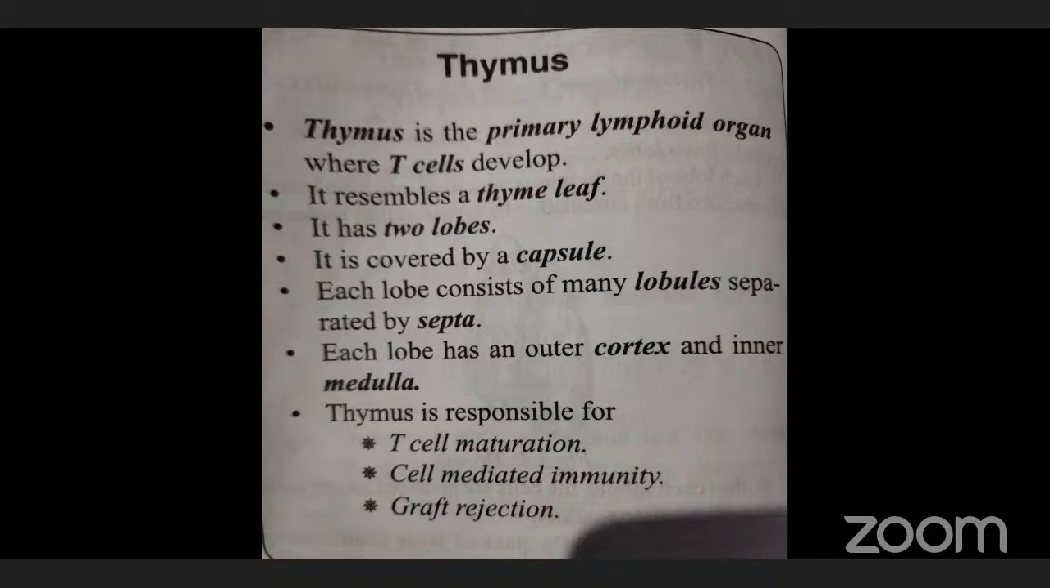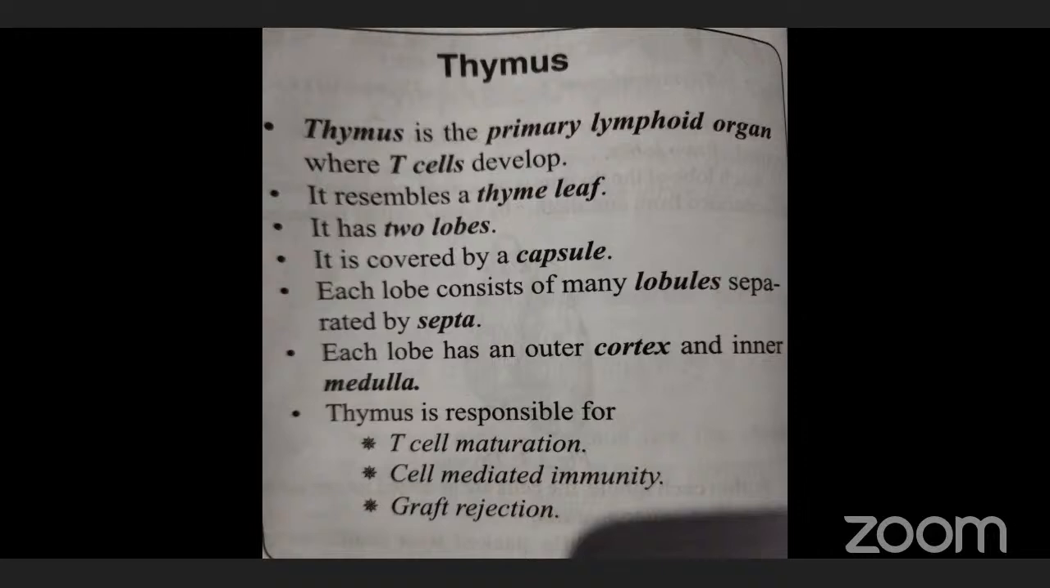The next one is the major functions: T cell maturation, cell-mediated immunity, and graft rejection. Graft means an organ that is transplanted. T cells, the lymphocytes responsible for immunity, are produced and matured in the thymus. The second is that T cells are responsible for cell-mediated immunity. The third is that T cells are responsible for graft rejection, meaning organ rejection.